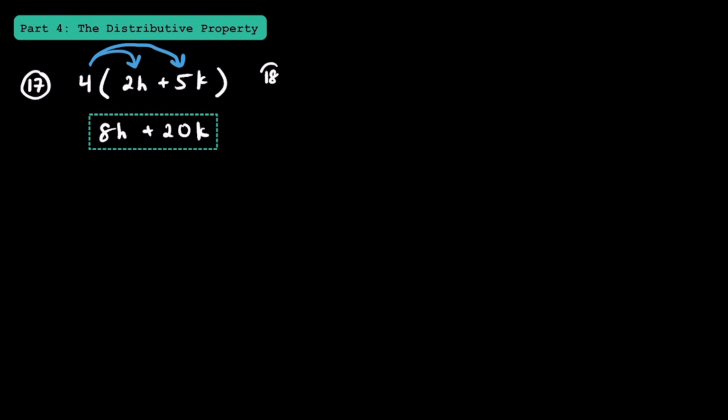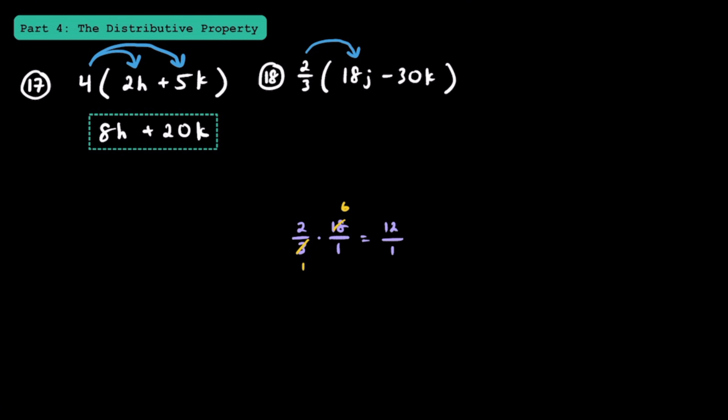Here's 18. We have 2/3 times the quantity of 18j minus 30k. First, we're going to multiply this 2/3 times 18j. And to do that, we'll write 2/3 times 18 over 1. We can cross cancel the 3 and the 18 to make 1 and 6. And 2 times 6 is 12, and 1 times 1 is 1, and that simplifies down to 12. 2/3 of 18j is equal to 12j.